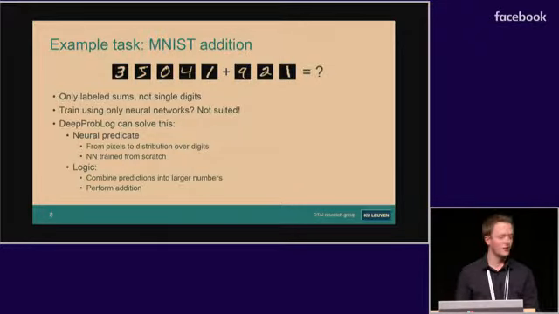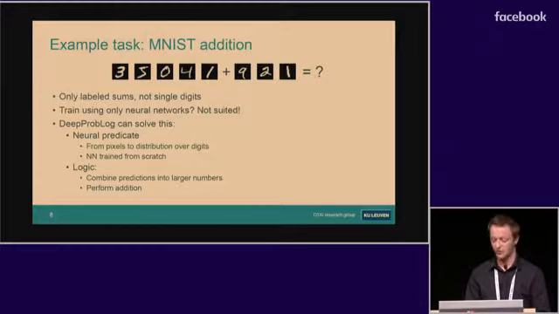So let me demonstrate this on one example task. We changed the MNIST task to grouping multiple digits together into multi-digit numbers, and we label pairs of these with their sum, so there are no singly labeled digits. Now, can we solve this using a neural network? Well, they're not extremely suited to do this, because it would be quite a hard task. Now, DeepProbLog can solve this. How? Well, the neural predicate would go from pixels to a distribution over digits. It's also important to note that DeepProbLog can then train these neural networks from scratch. And in the logic, we will combine predictions to form the multi-digit numbers and perform the addition in logic.